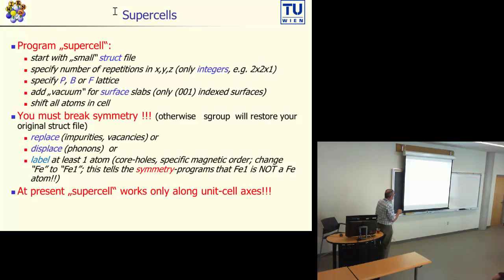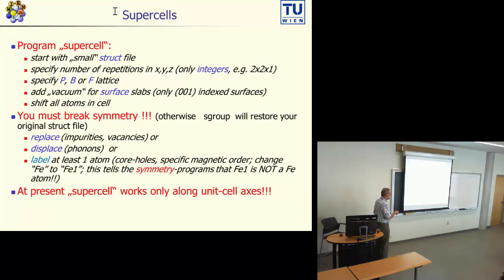Once you have generated the supercell, you must change something. That means you must break symmetry, because otherwise sgroup will restore from this generated supercell the original small struct file, because there is no symmetry breaking. I make a cell which is 2 times bigger than the original one. If there is nothing changed in the symmetry, sgroup will reduce this to the original cell. So how do I break symmetry? Well, of course, I could replace one of the atoms simply by another atom, or remove it and introduce a vacancy.